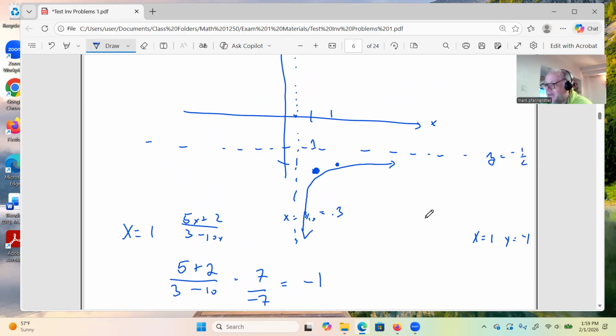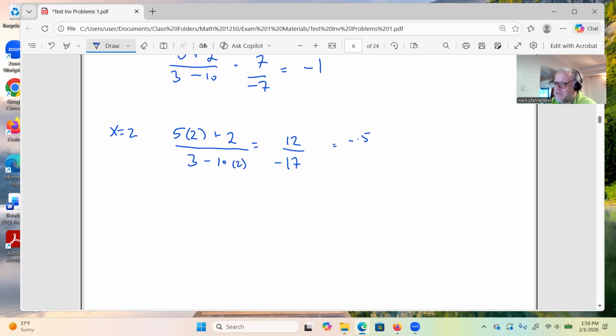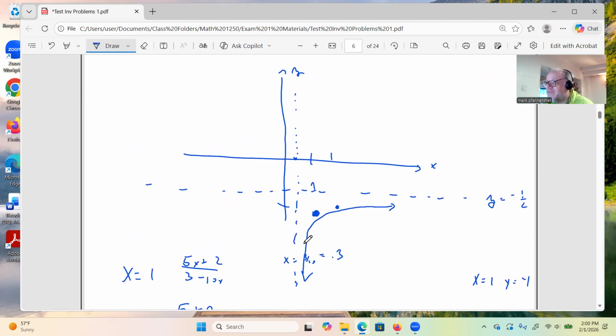You get to pick. I need 2 numbers that are smaller than 0.3. Remember, that was our asymptote. So pick your favorite number that's smaller than 0.3. How about x equals 0? So we have 5 times 0 plus 2 over 3 minus 10 times 0. 5 times 0 is 0, plus 2 is 2. 10 times 0 is 0, so that's going to be 3 minus 0. Oh, it's 2/3. That's going to be a positive number, which is a nice thing to know. So when x equals 0, y is equal to 2/3.